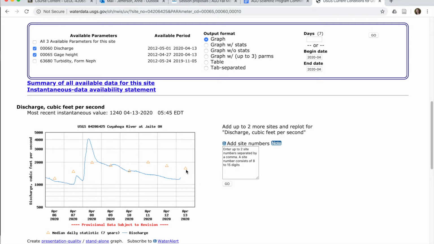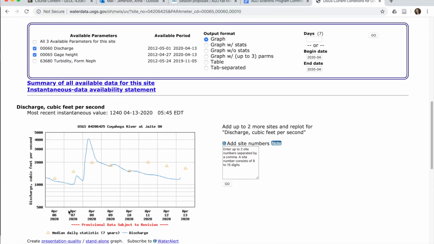Now this record isn't very long. Remember we said it started in 2012. So down here they remind you that that median daily flow is based on 7 years of data. And what we can see in this graph is that in the last 7 days, the Cuyahoga River has been performing around the median based on the last 7 years of record.